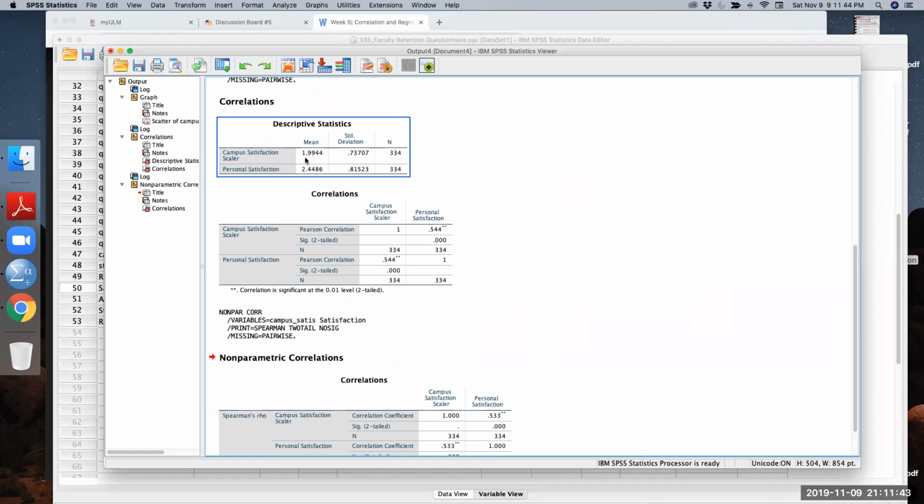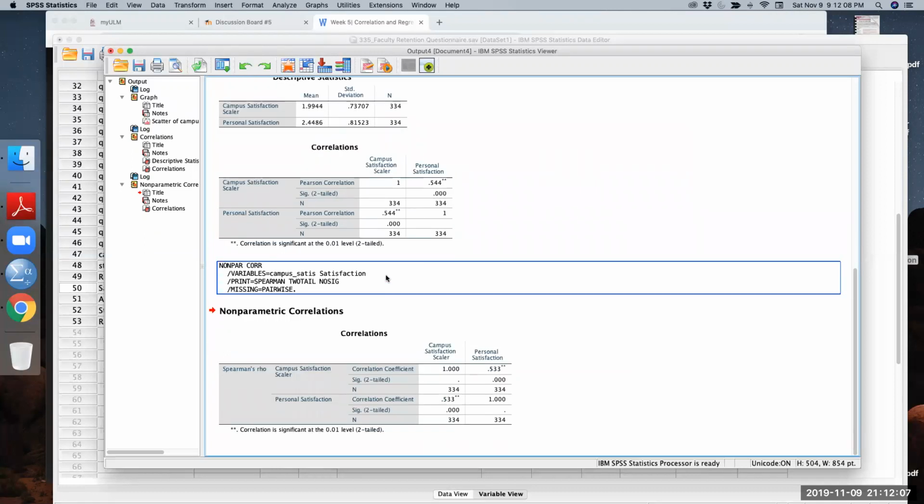The mean score is 1.9 out of 5, where 1 is strongly agree. So the majority of these professors agree. They are happy with campus life, campus satisfaction, and personal satisfaction is 2.4 out of 5. 1 is strongly agree or satisfied, and 5 is strongly dissatisfied or highly dissatisfied.